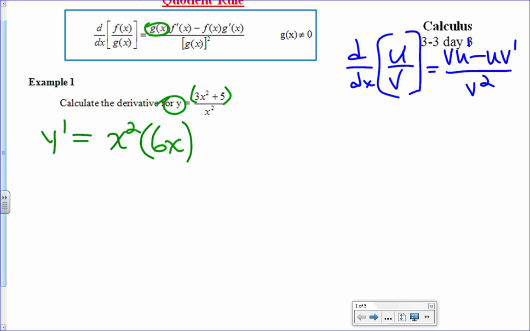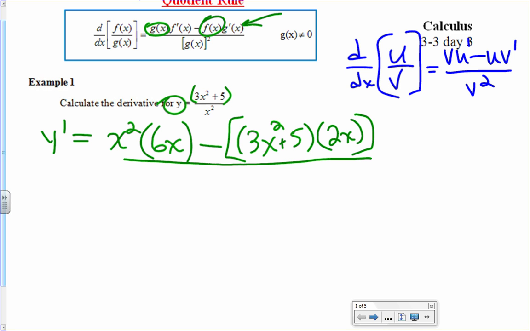All right, so now minus, okay? And then, yeah, we got the numerator. A lot of times I even like to do brackets on this. I don't do it all the time. Whenever I subtract something, I know it's going to be a lot of stuff, I like to put brackets. So we've got f of x, which is the numerator, 3x squared plus 5, times, so we did that part, times the derivative of the denominator, which is 2x.